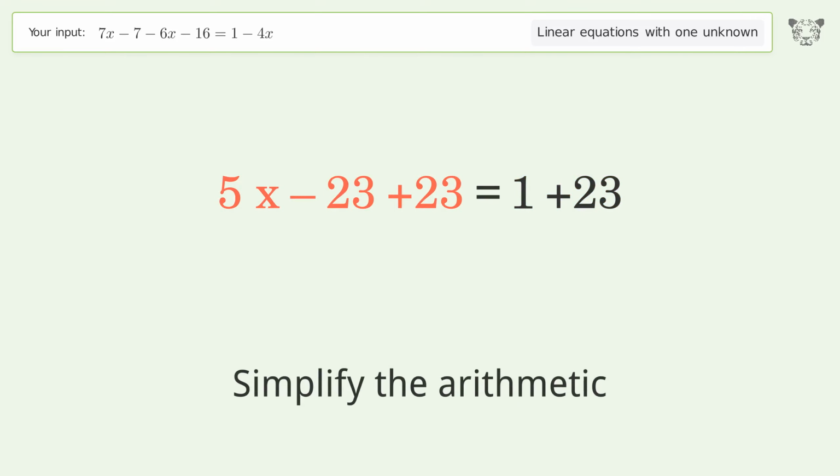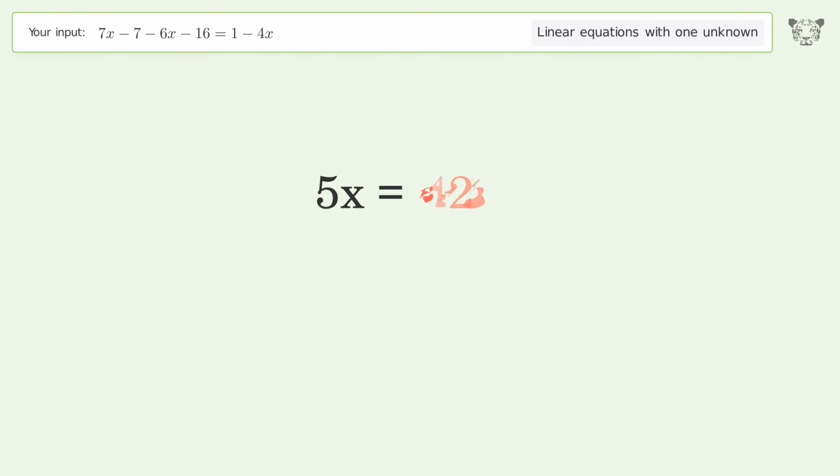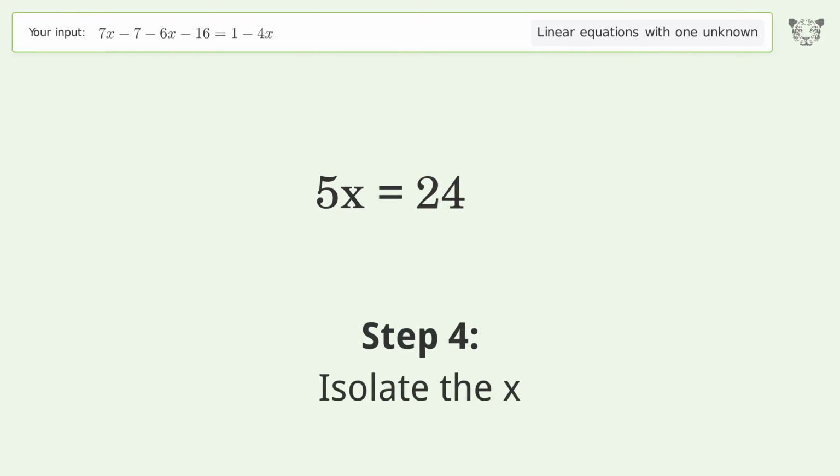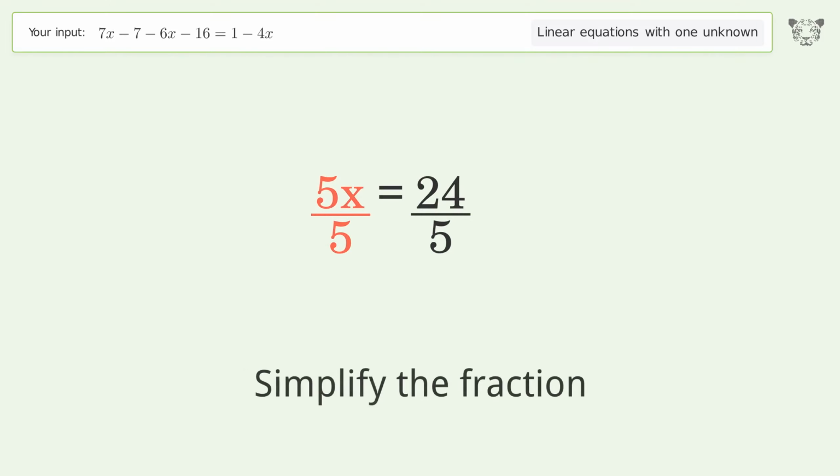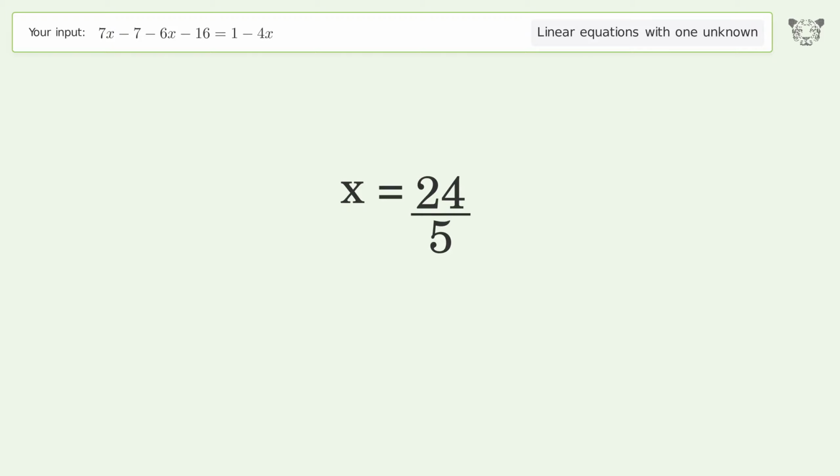Simplify the arithmetic. Isolate the x. Divide both sides by 5. Simplify the fraction. And so the final result is x equals 24/5.